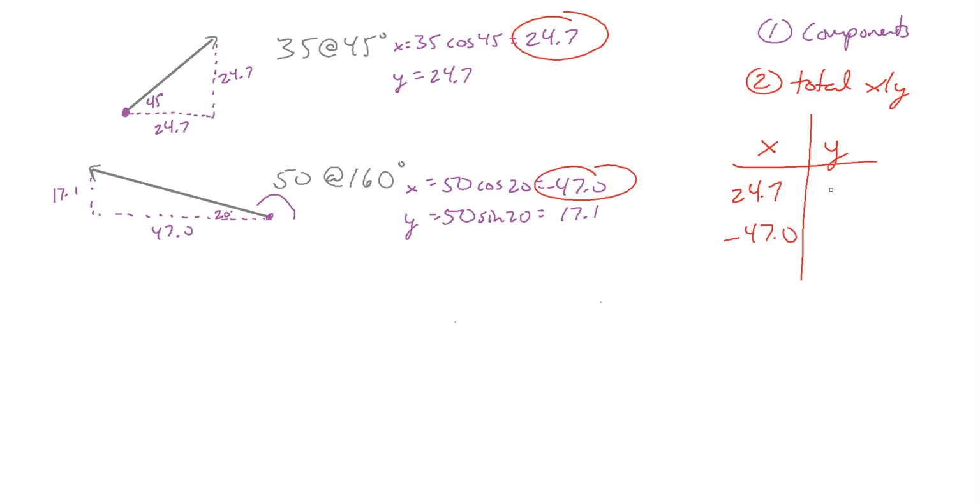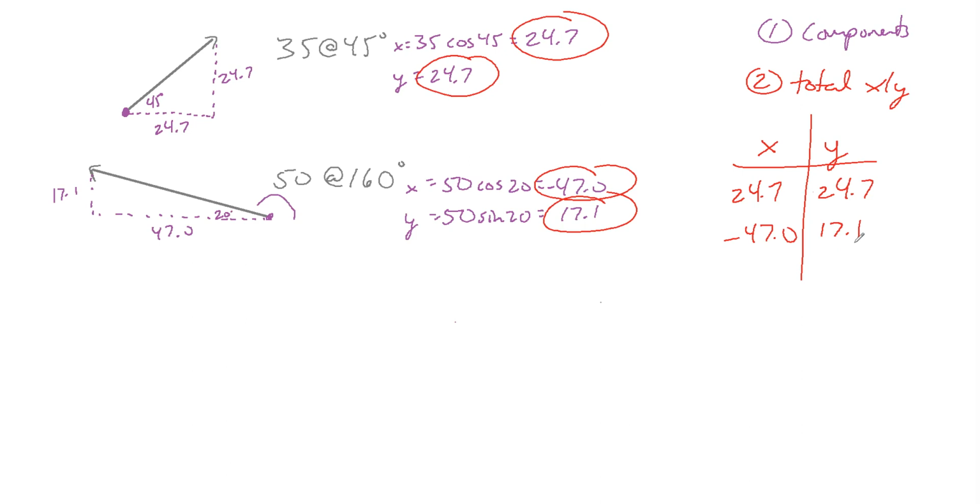Just erase that there. Okay, so I've got my 2 x's in the x column. Now for my y component, my first vector had a y component of 24.7, and my second one had a y component of 17.1. So all the x's in one column, all the y's in another column.